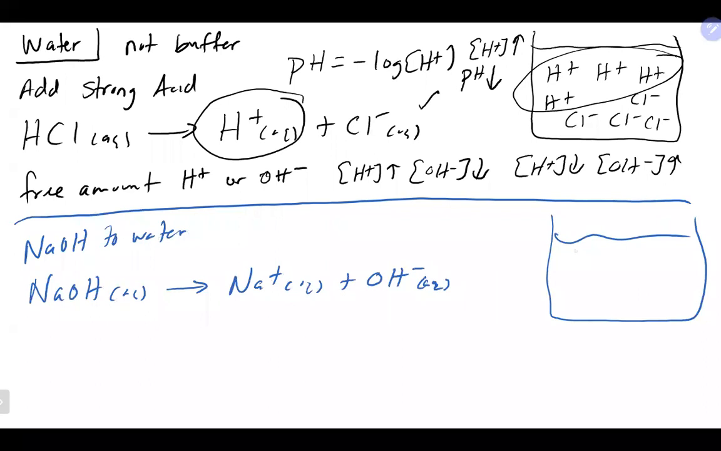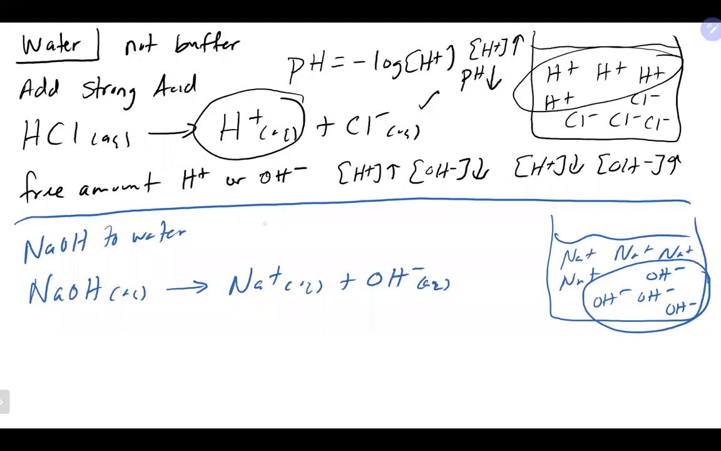What's going to happen is we now have a bunch of sodium ions, and we have a bunch of hydroxide ions floating around in the solution. And we just created a ton of hydroxide ions, which means that the concentration of hydroxide will go up. That means the concentration of H plus will go down. And that means that the pH will jump up really high.